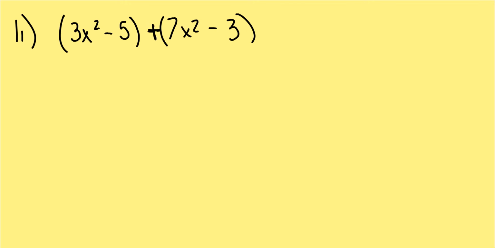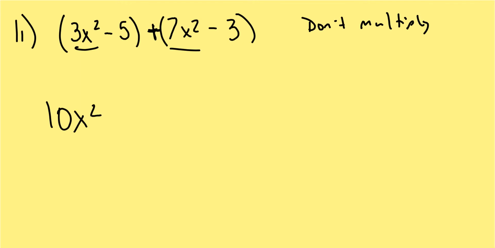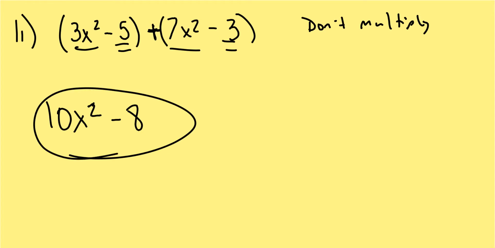There's a plus sign in between the parentheses, so you don't multiply. All you're going to do is combine like terms. So 3x squared goes with 7x squared. That's 10x squared. Minus 5 goes with minus 3. Becomes minus 8. That's it.